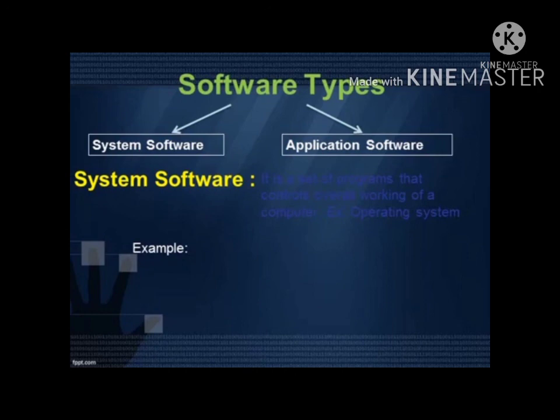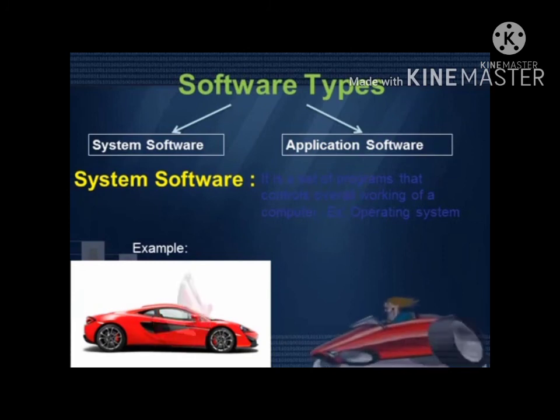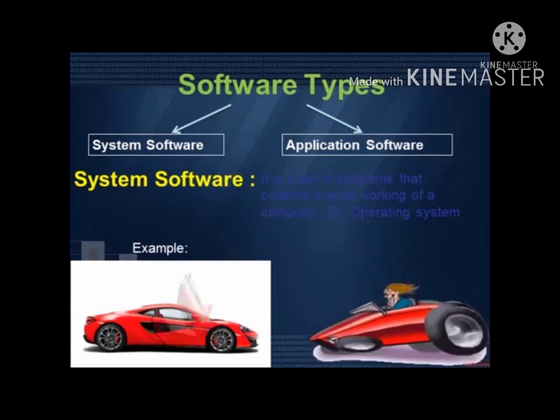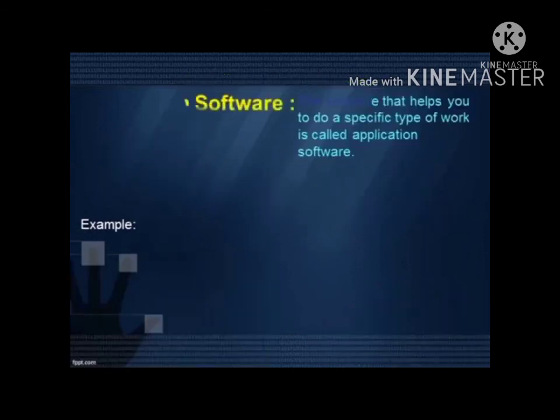Let us understand it with an example. Take the case of a car. It has petrol, engine and wheels, but it is not moving. When will the car move? It will move only when the driver starts it. So, the driver is the operator of a car. Similarly, operating system is the driver of a computer which makes it run. Without operating system, the computer cannot work on its own.